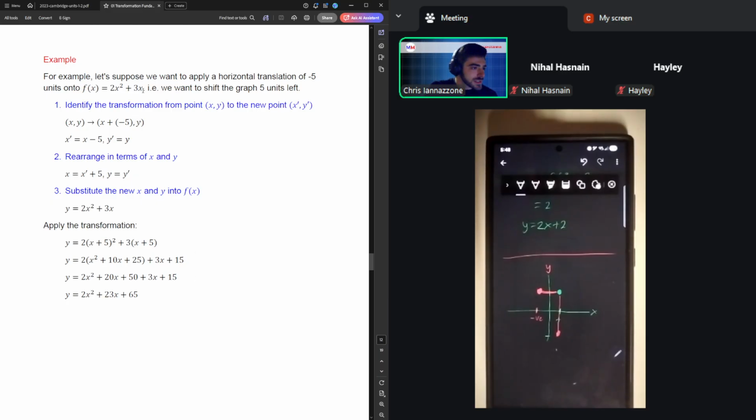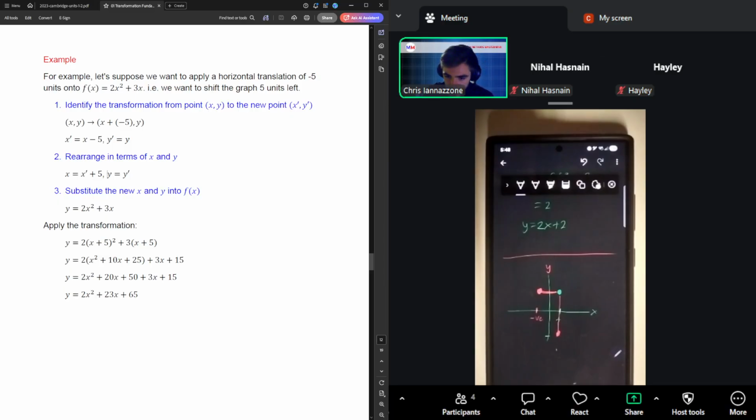As what that looks like in a less typical function, in this case, we're trying to apply a horizontal translation of -5. So you're going to add your -5 or just do x minus 5, however you want to write that out. Rearrange to get the x and the y back on their own.